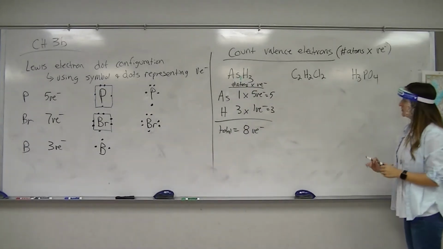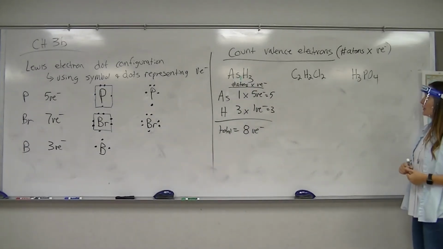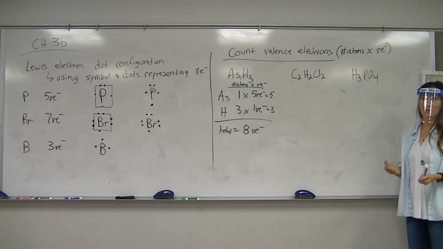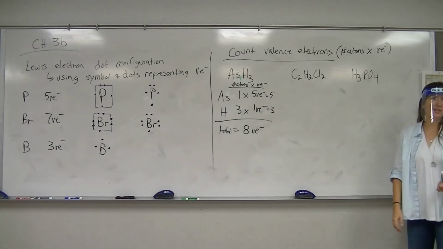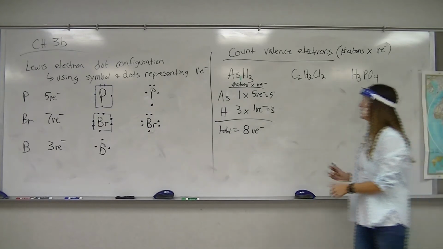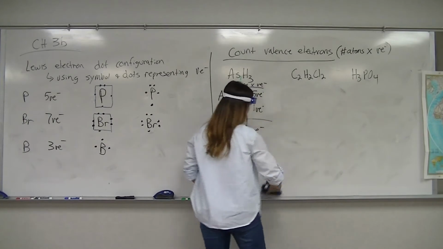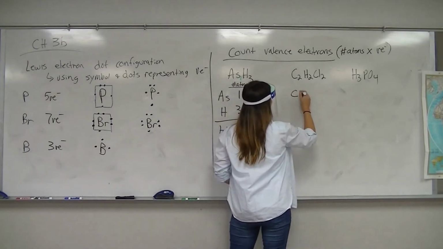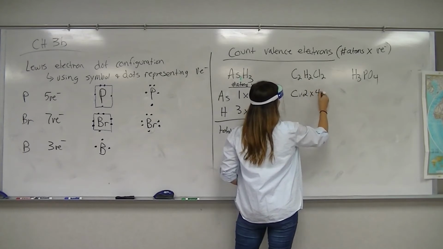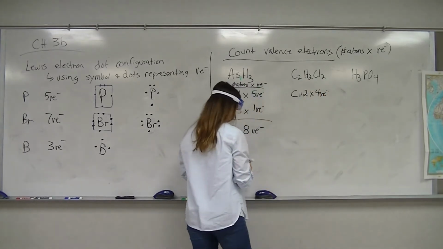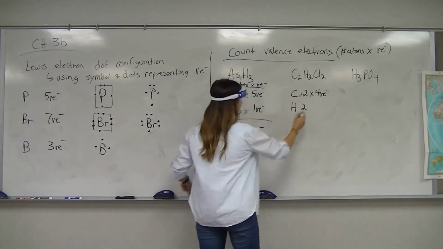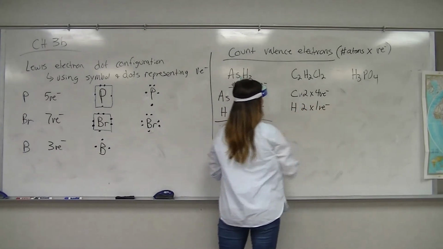So going to C2H2CO2, if I wanted to know just the valence electrons in it, and this is a question you might have on the test. I might just give you a compound and say how many total valence electrons, and you would have to just do these steps to figure it out. So we have 2 carbons, 4 valence electrons. Hydrogen is 2 times 1, 1 valence electron.